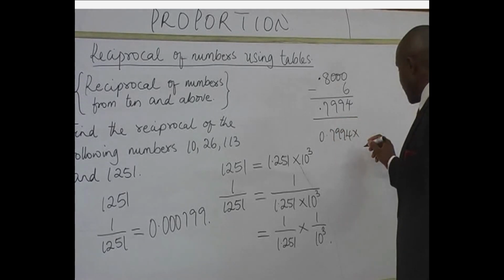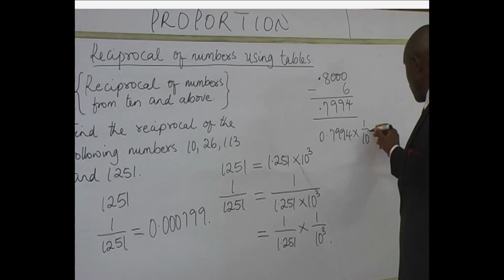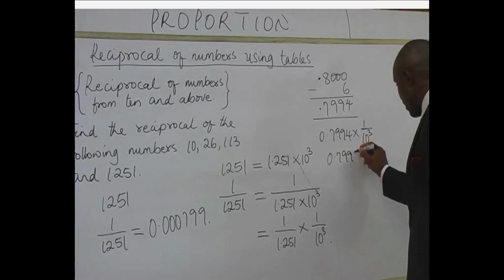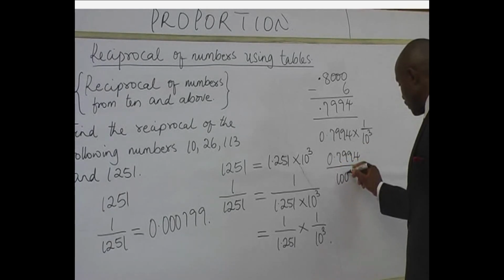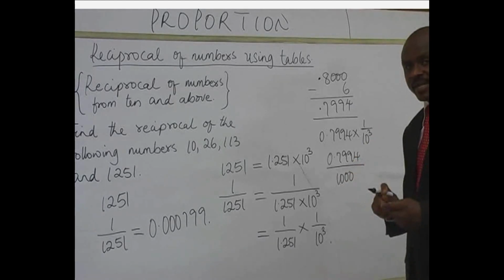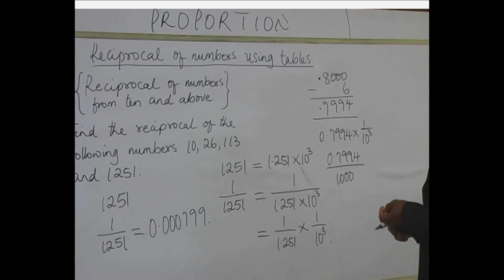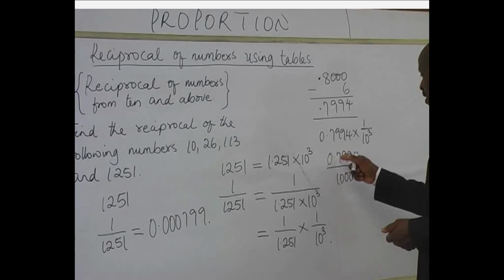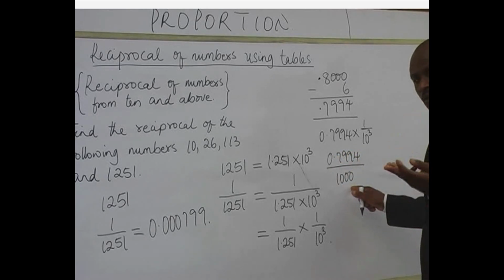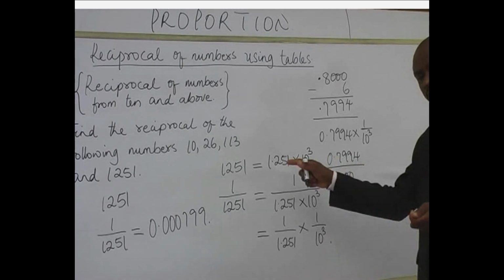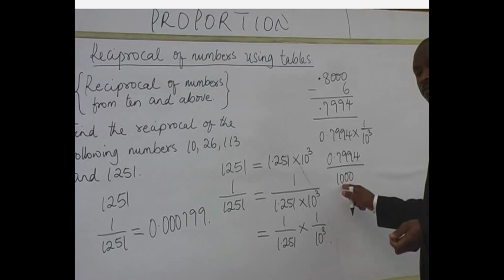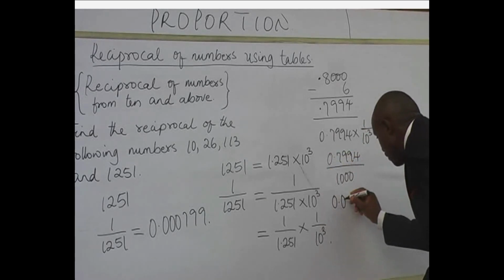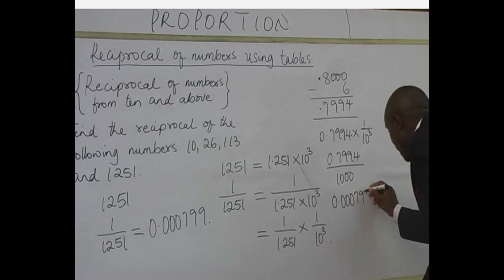Now you are going to have 0.7994 times 1 all over 10 exponent 3. What this means is 0.7994 divided by 1000. Because 10 exponent 3 means 10 times 10 times 10. 10 times 10 is 100. 100 times 10 is 1000. That was why we now use 1000 to replace 10 exponent 3. And if you are to divide 0.7994 by 1000, you either go by a calculator or just shift this decimal point towards the left 3 times because of the 3 zeros of 1000. If you do so, you're now going to have 0 points across this and 2 other zeros. You have 0, 0, 0, then 7, 9, 9, 4.